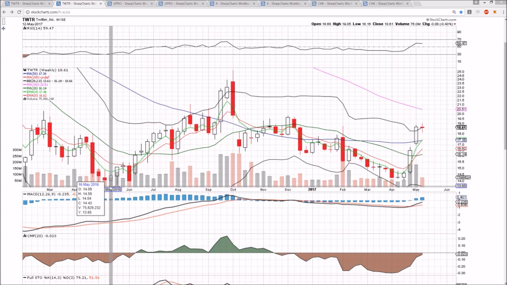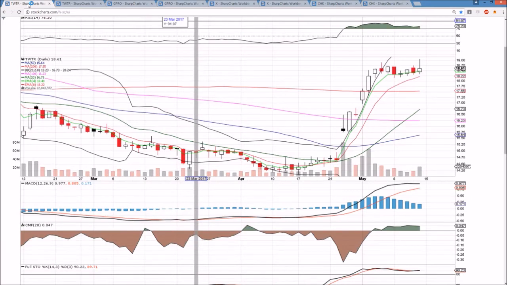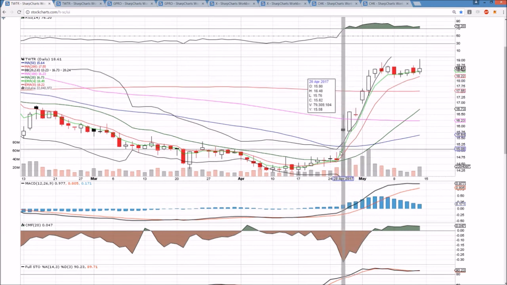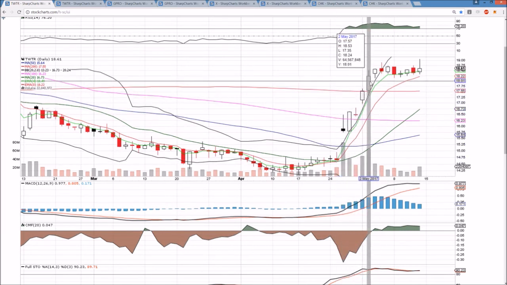But again, that doesn't mean that we cannot play oversold bounces. If there are clear setups, that's absolutely what we're going to do. So we're looking at Twitter, GoPro, X, and CHK on these lists. We're starting with Twitter, and obviously it's a raging bull on the daily time frame. The bulls are in full control, so we have to keep that perspective in mind as well.